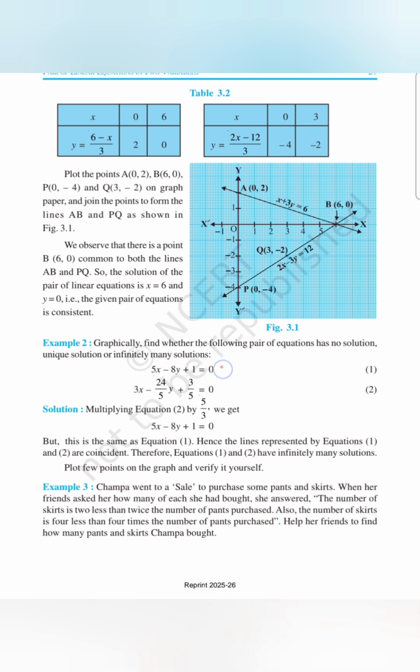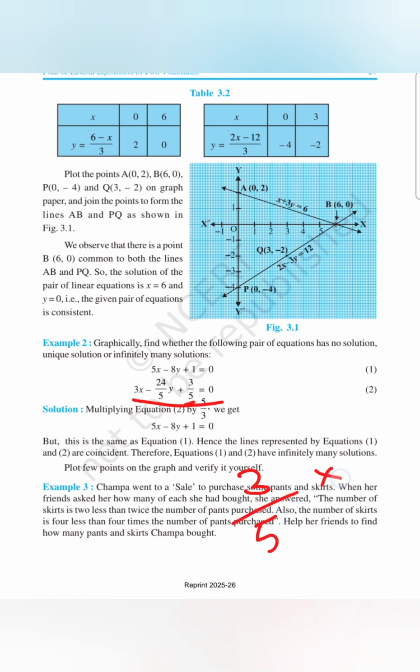Now you have two different equations given here in the question. One is 5x minus 8y plus 1 is equal to 0, and the second one is 3x minus 24 by 5 y plus 3 by 5 is equal to 0. Now to simplify the second equation, you have to multiply by 5 by 3. Why do you take 5 by 3 here? Because you have 3 by 5 in the constant term.